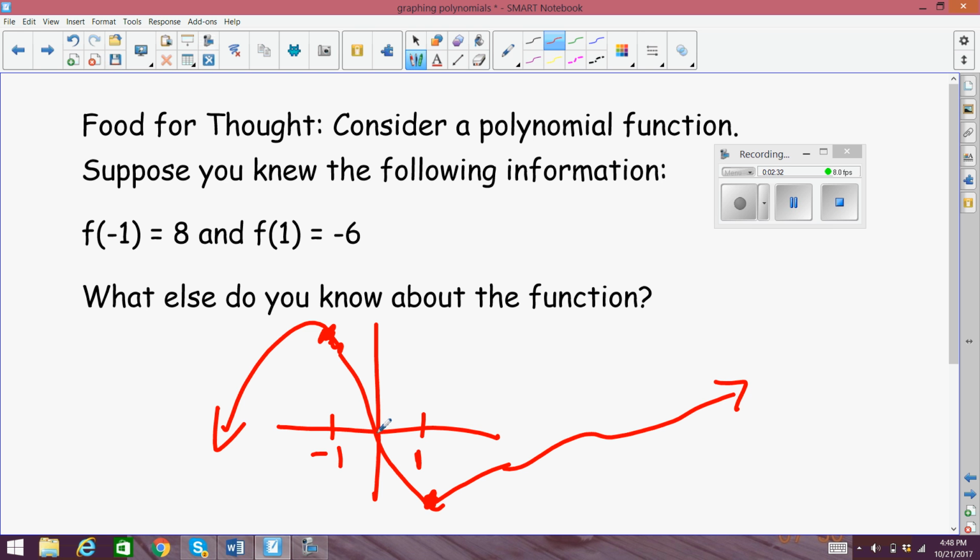Do we know that it happens right here? No, we don't. It could go there. It could go there. Okay? Those are possibilities. But we know that the function is going to pass through the x-axis. We are certain of it. Okay?